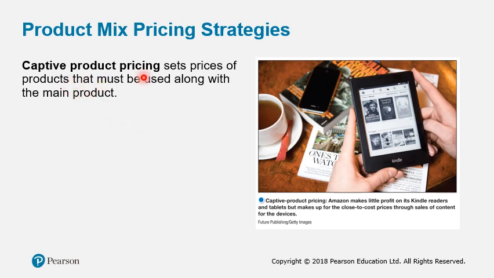Next is captive product pricing, which sets prices for products that must be used along with the main product. Captive product pricing is when, for example, in order for you to get the product, there is a base price. On top of that price, you have to add on other things in order for you to get the whole product. An example is when I buy things from Grab Food.